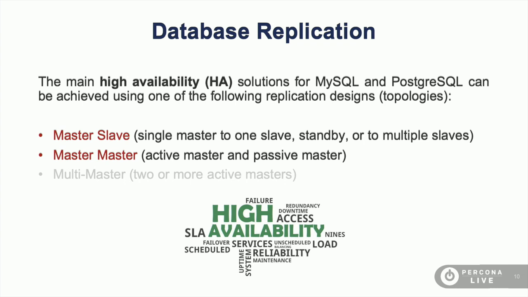Master-master replication is a special case of master-slave replication where the master, also called the active master, replicates data to a slave or standby copy, which is always available to become a primary in case the master fails or dies. That's why it's called the passive master. Multimaster replication, of course, is a special case of master-master replication where the design allows two or more active masters.